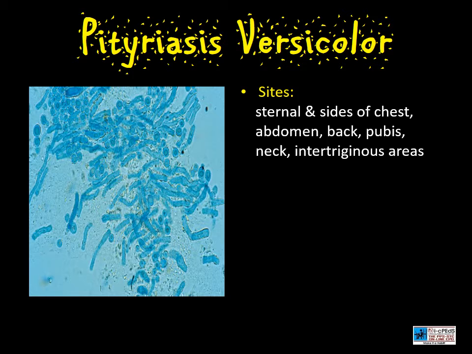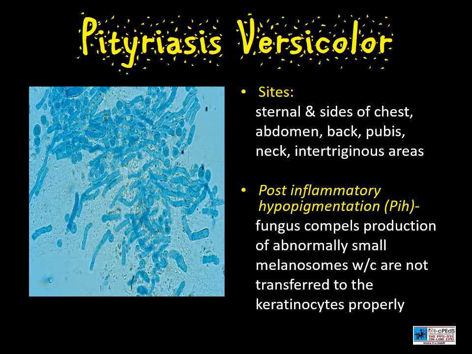The upper trunk is most commonly affected, but the lesions often spread to the upper arms, antecubital fossa, neck, abdomen, popliteal fossa, and intertriginous areas. Residual hypopigmentation without overlying scale may remain for many months following effective treatment. This is due to the fungus compelling the production of abnormally small melanosomes which are not transferred to the keratinocytes properly.